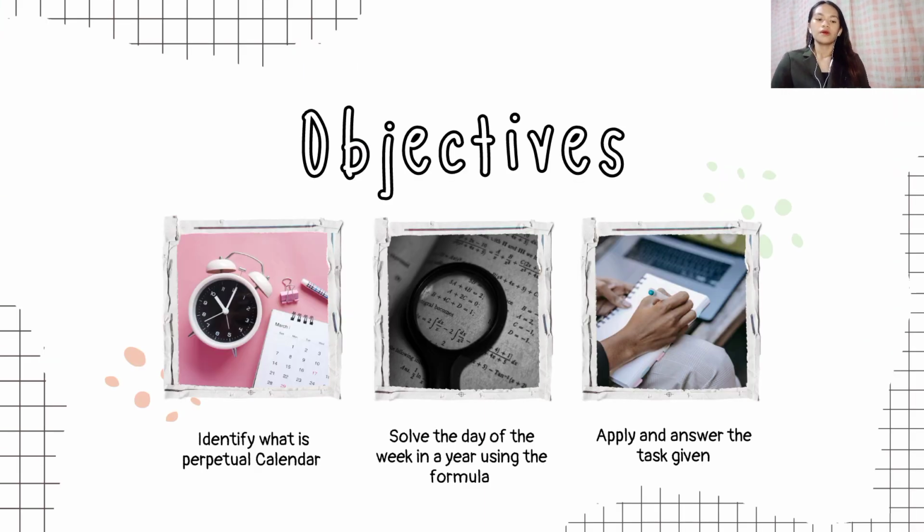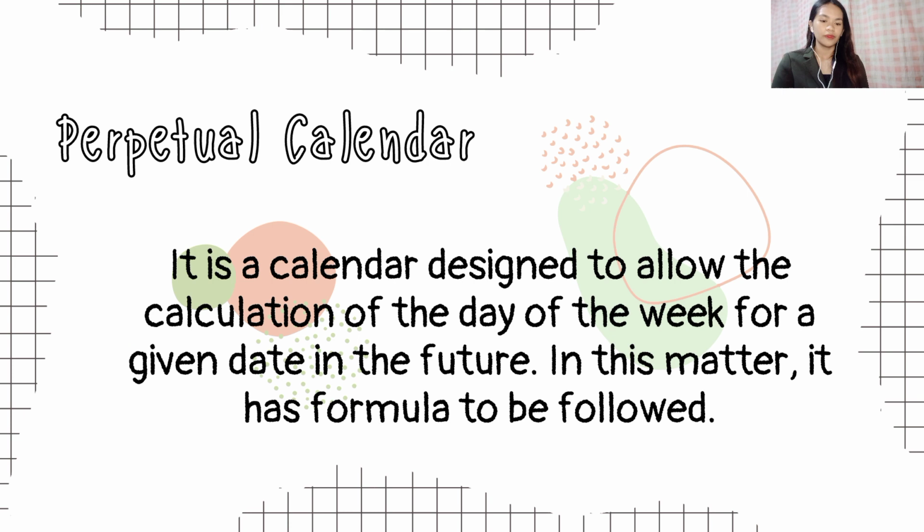So before anything else, we need to identify first the objective here. At the end of this topic, you should be able to identify what is perpetual calendar. Next is solve the given formula to determine the day of the week in a year. And last is finish the task that is given.